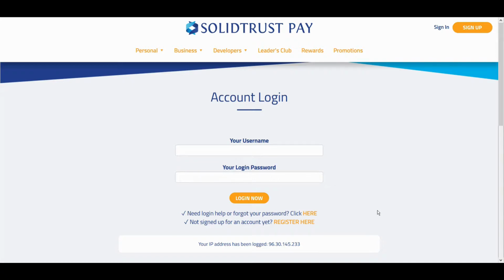Should you try to log in and do so incorrectly more than 6 times, SolidTrust Pay's automatic security system will block your computer's IP address. This important security feature is what protects your account from hackers trying to guess your password. We have requirements for complex passwords to help prevent this, and if they only have 6 tries, they are very, very unlikely to get in.